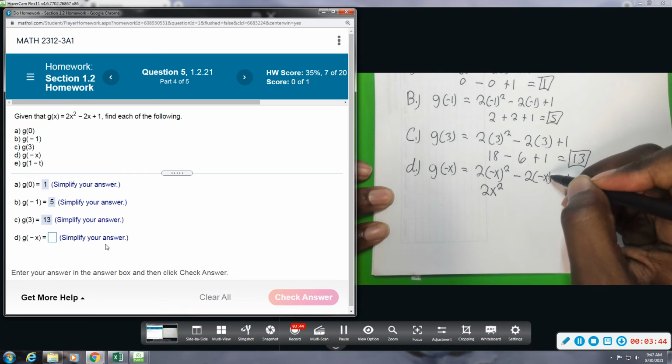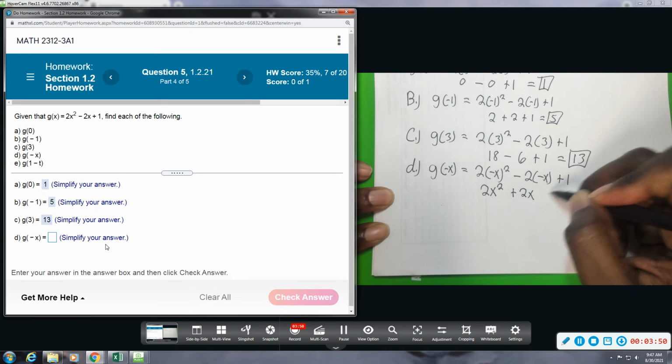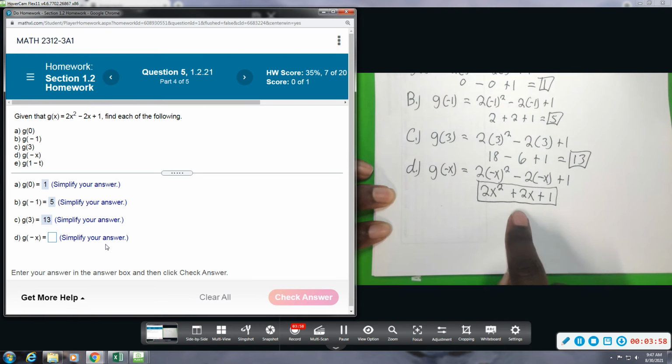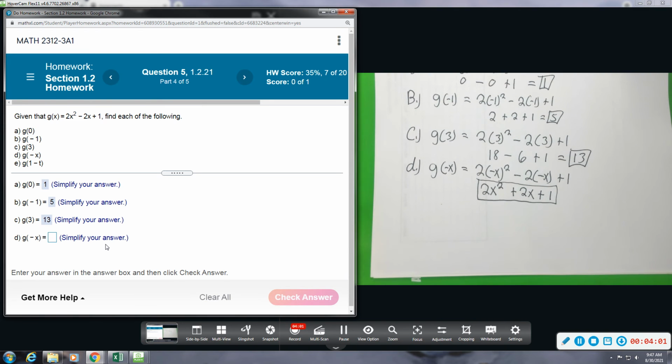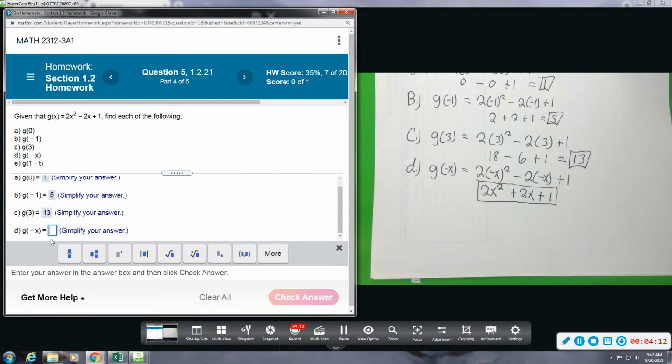So we get 2x squared. Negative times a negative will become a positive 2x, and then the positive 1 is not affected by the negative x. So this time we're left with an expression or an equation, a function. We can't simplify the x's. The only thing different from this expression and the original is that the minus 2x is now a positive. So we have 2x, I'm using the keyboard, so you do shift 6 to get that exponential part, and then plus 2x, and then plus 1.